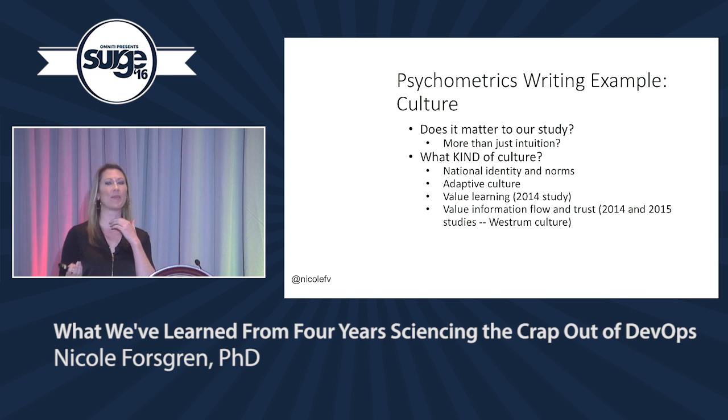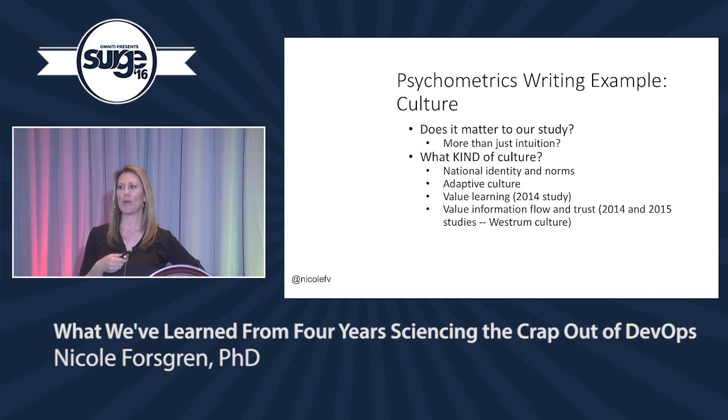Are we talking about national identity and norms? People who live in different places have different cultures. Is that the type of culture we're talking about? Probably not. If you go to enough tech conferences, we're probably not talking about that type of culture, although that's still a valid question. That shows up in financial literature all the time, actually. Adaptive culture, a culture that values learning, we did that in the 2014 study. We decided to capture and really focus on a culture that values information flow and trust.